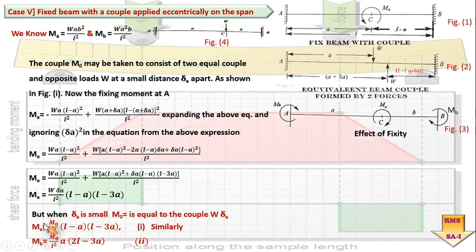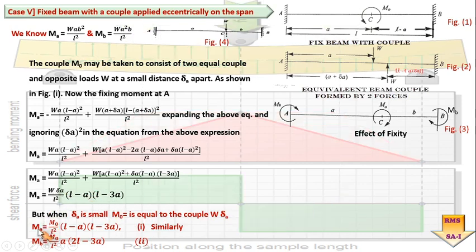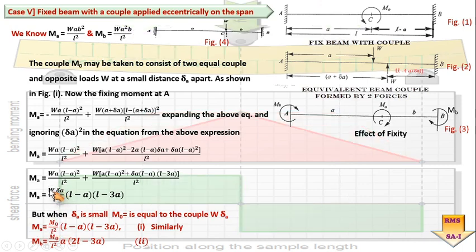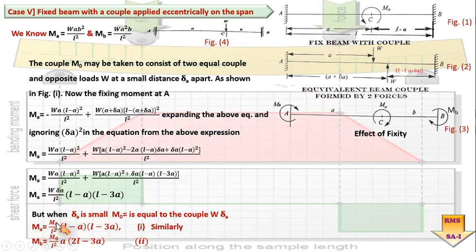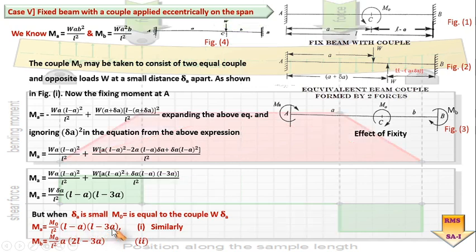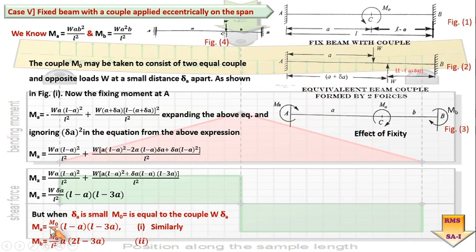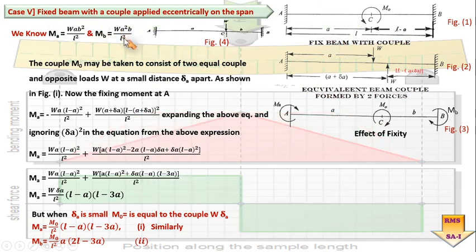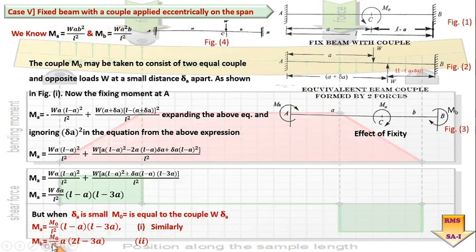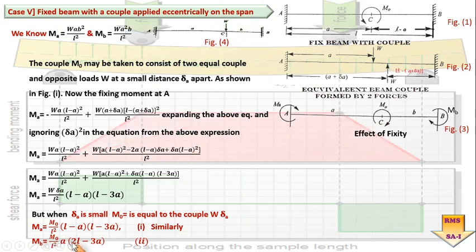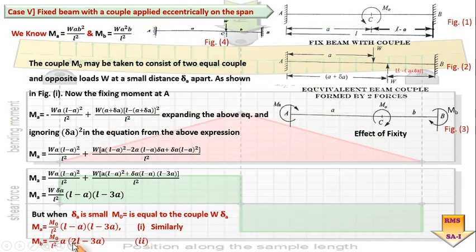So the new equation we shall be getting from this particular equation is MA is equal to WDA substituted by M0 divided by L square, L minus A in the bracket, L minus 3A. So this is your first equation for finding out the fixed moment at point A. On the same line, by considering the other force and applying the basic standard condition, we will be getting MB is equal to M0 by L square A into the bracket 2L minus 3A.